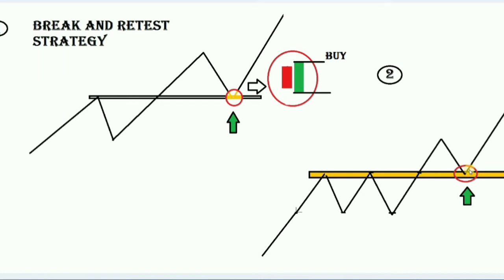Same thing for this level. We put our stop loss slightly lower, just to allow turbulence to take place. Then we look for a bullish presence. When that happens, we move the price higher. So now we are going to look at real life examples of the break and retest strategy and how they work.